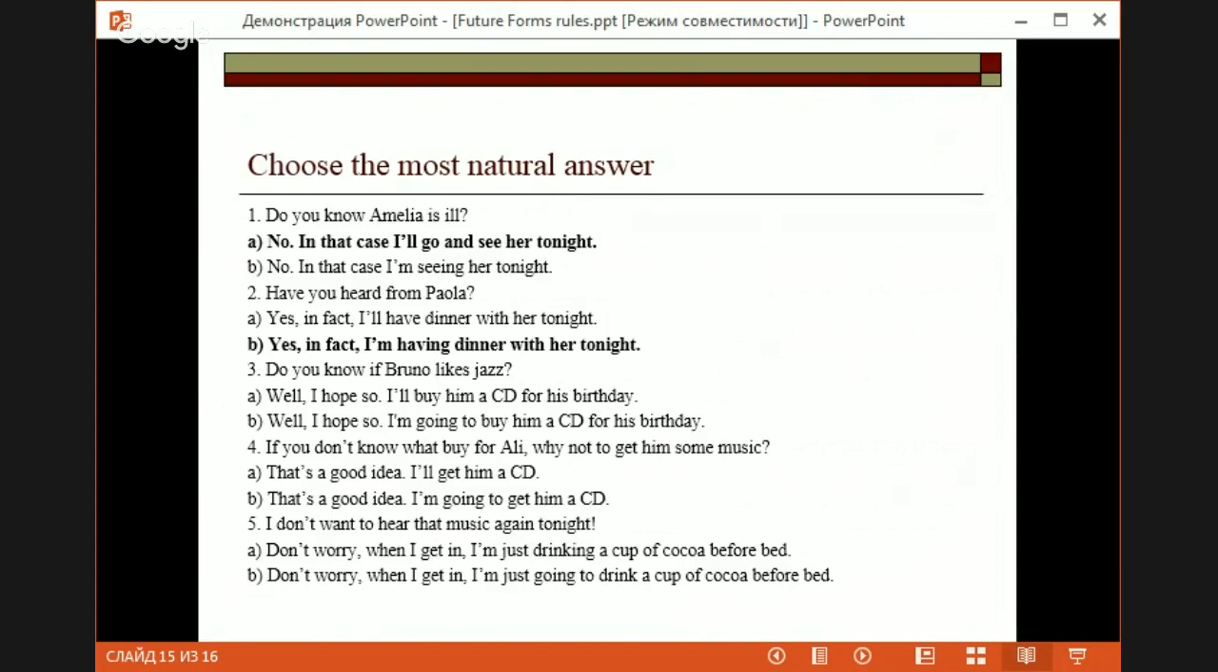Do you know if Bruno likes jazz? Well, I hope so. I'm going to buy him a CD for his birthday. This is the person thought about that before. If you don't know what to buy for Ali, why not get him some music? And the person says, that's a good idea. I'll get him a CD. This is a spontaneous decision. And the last one, I don't want to hear that music again tonight. Don't worry, when I get in, I'm just going to drink a cup of cocoa before bed. So this is, I'm going to, the person thought about this before.